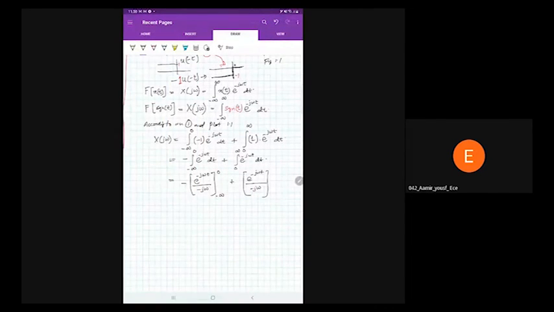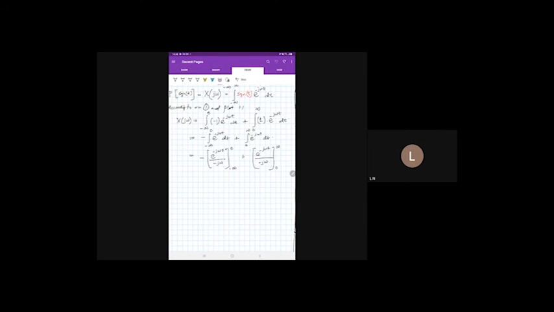Okay. Then you have limits 0 to infinity here. For this part, you have two parts, so integration will be done separately. So this is our X of j omega.